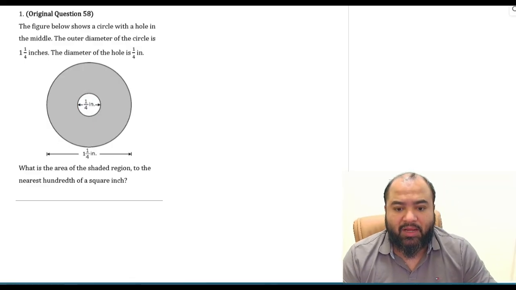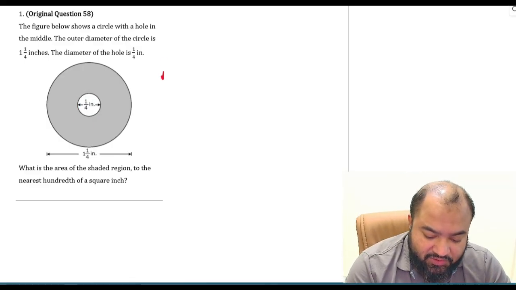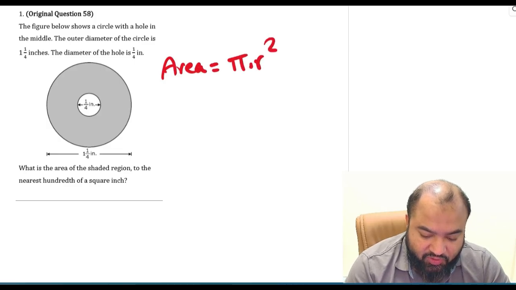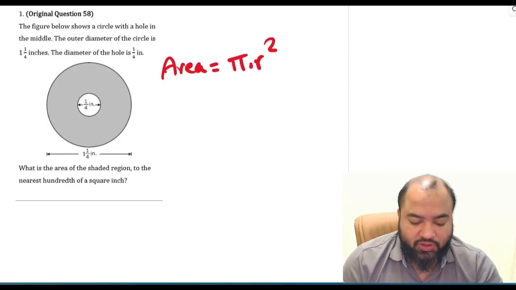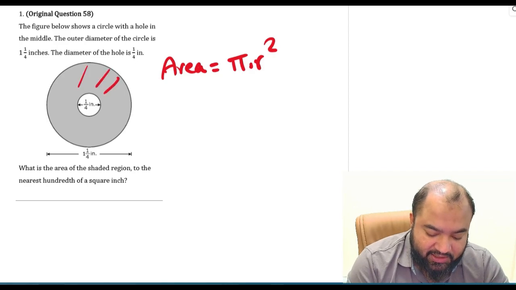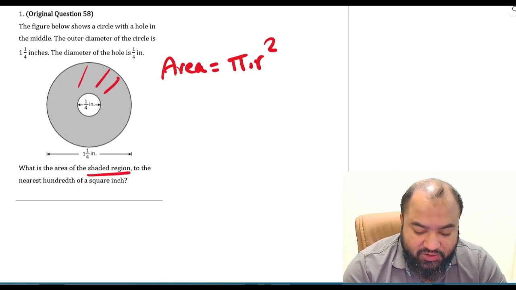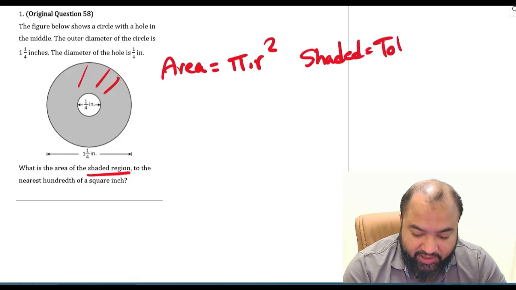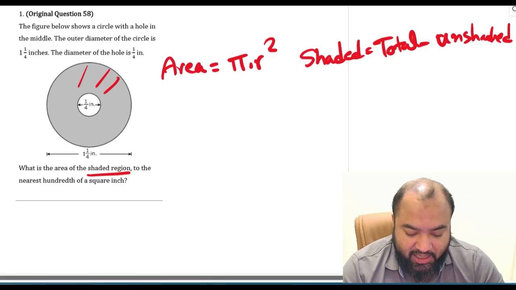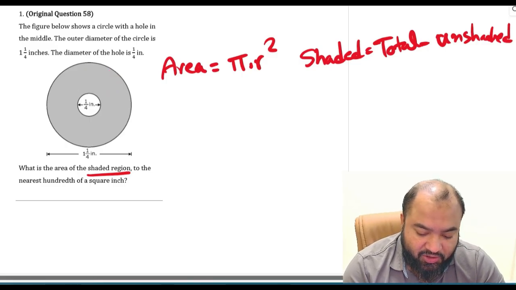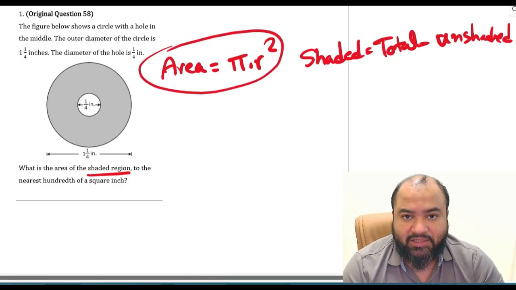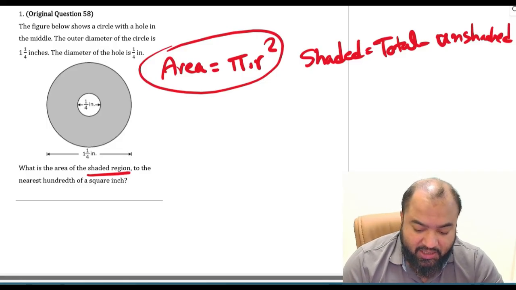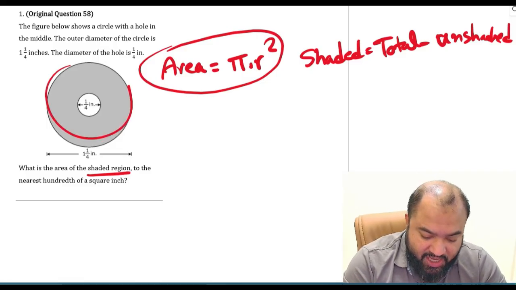Now, if you remember my video lesson, if you want to find the area of a circle, that's pi times the radius squared. Also, you have learned that if you want to find the shaded region, that's what they're asking, the shaded is equal to the total area minus the unshaded. How do I find the area of a circle? Pi r squared. How do I find the shaded? Total minus the unshaded.